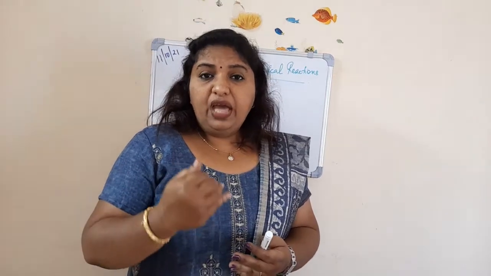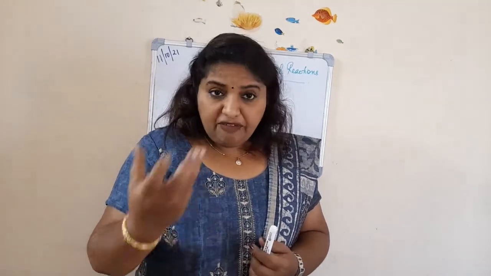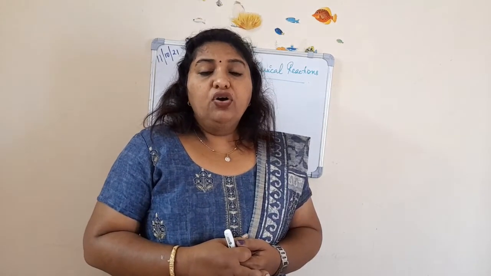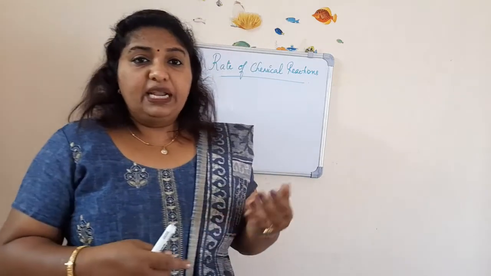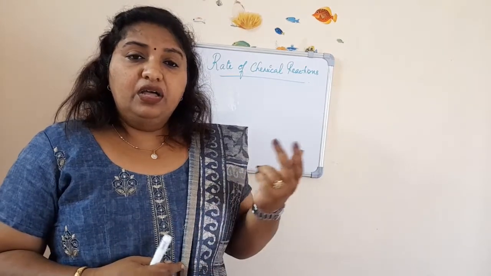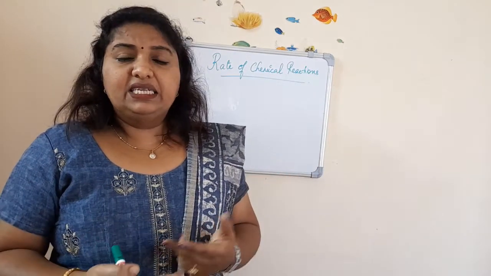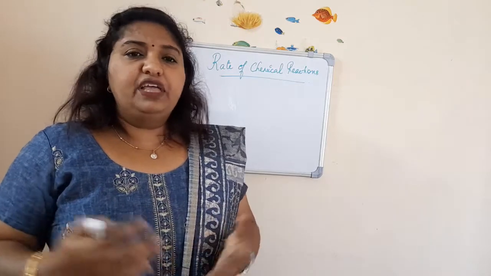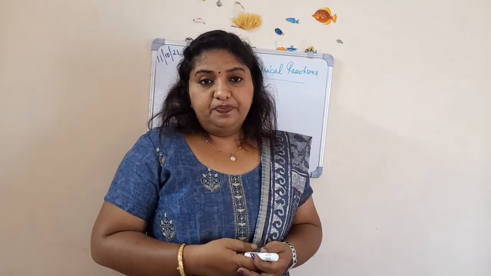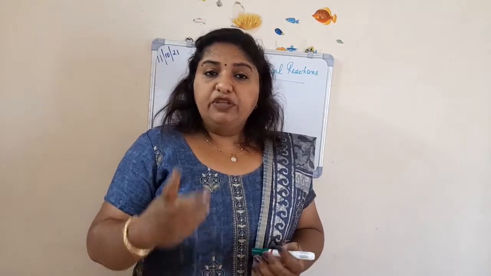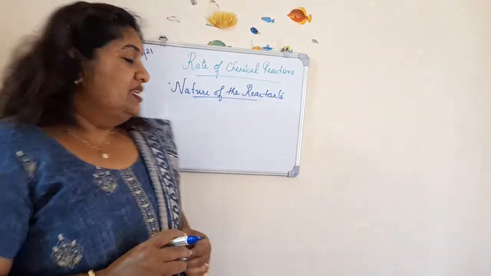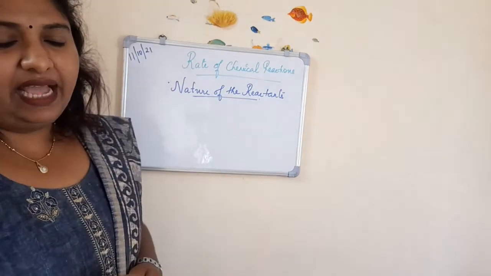Today we are going to discuss certain factors which influence the rate of reaction. Normally there are five factors. The first is the nature of the reactant. The second is concentration. Then there are catalyst, temperature, and surface area. A lot of things influence the rate of a reaction. Today we will discuss the first two points, the nature of the reactants and concentration.